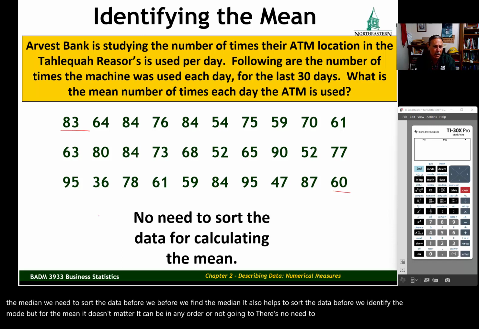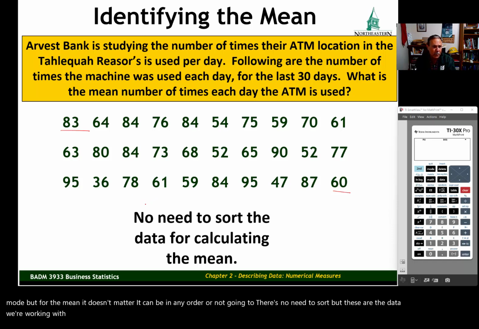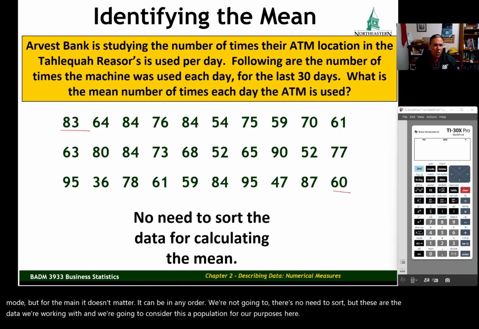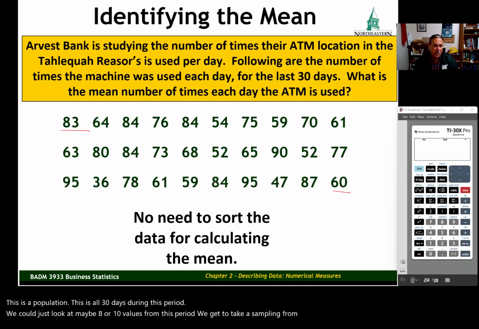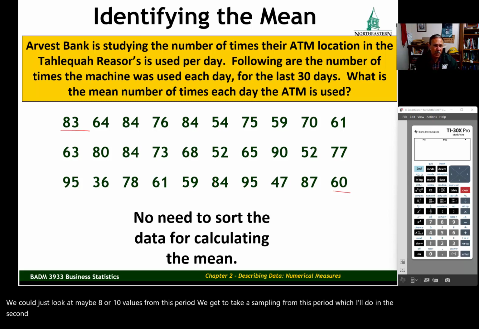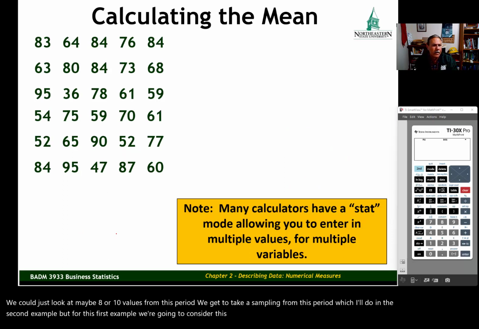But these are the data we're working with, and we're going to consider this a population for our purposes here. This is all 30 days during this period. We could just look at maybe 8 or 10 values from this period. We get to take a sampling from this period, which I'll do in the second example. But for this first example, we're going to consider this a population.